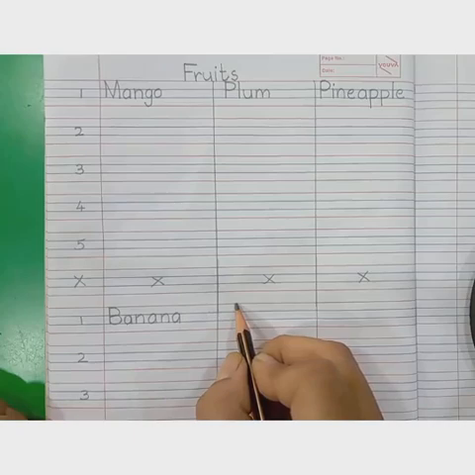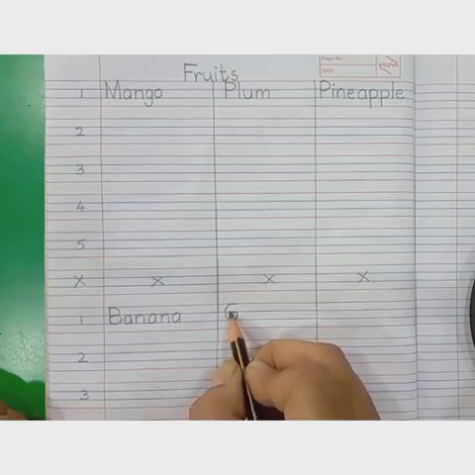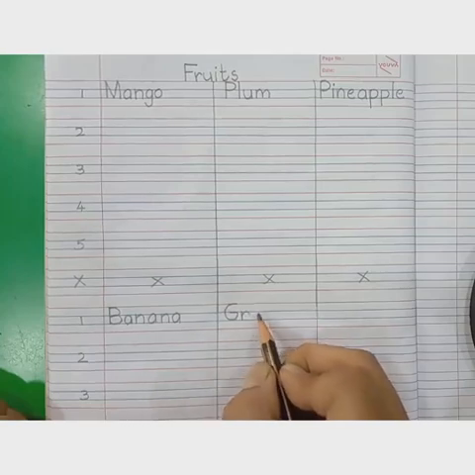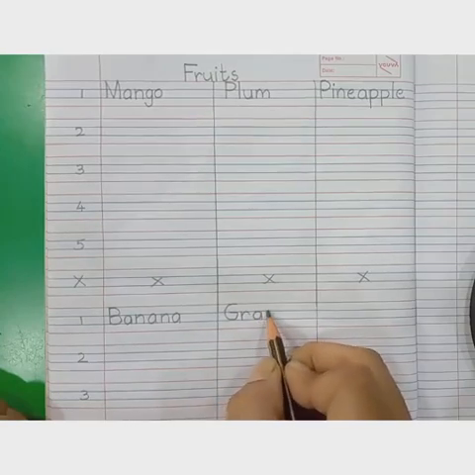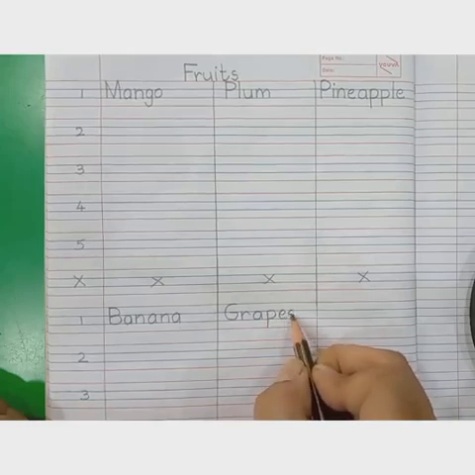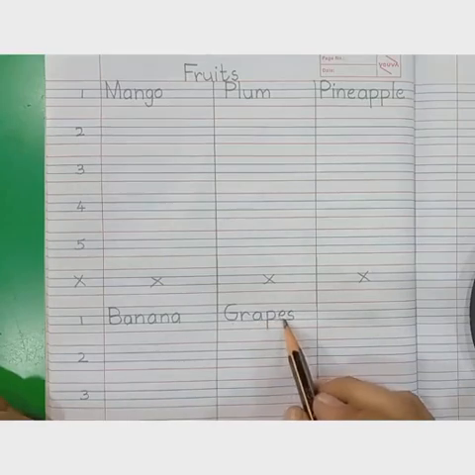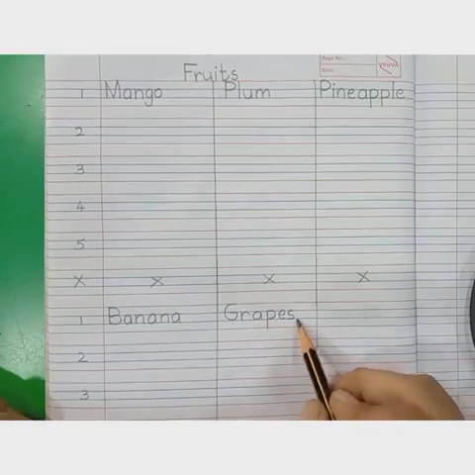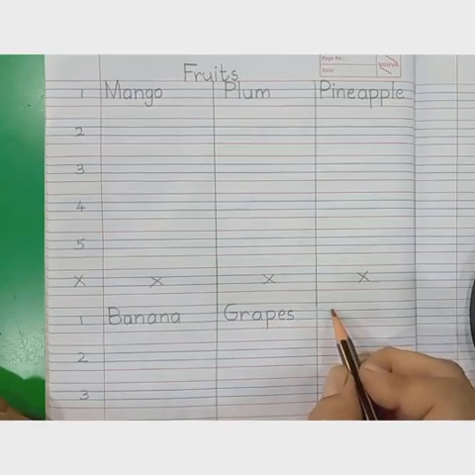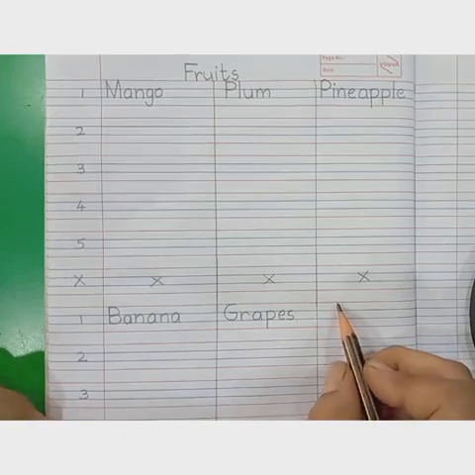G-R-A-P-E-S, grapes. First alphabet capital G R A P E S, grapes. G-R-A-P-E-S, grapes. Now last fruit that we are going to write, spelling over here is orange.